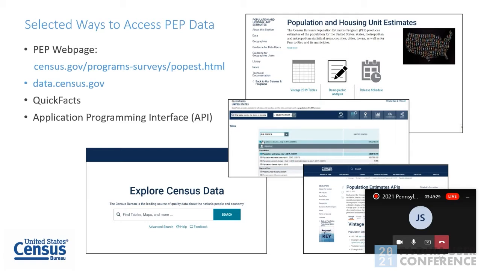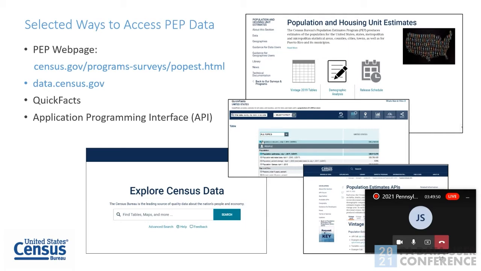Estimates are also on QuickFacts, and I'm sure a number of you use QuickFacts. It's a quick and easy way to access facts about the people, business, and even geography. Statistics are provided for states, counties, and cities and towns with populations, I believe, of 5,000 or more.